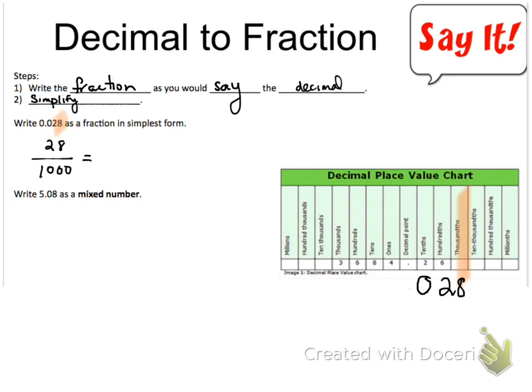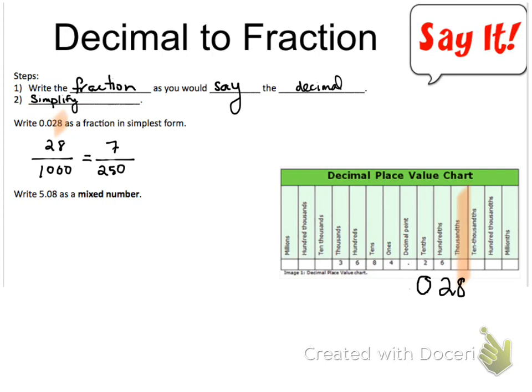When I see this, I instantly think divide by 2, but you could also think divide by 4, because 28 divided by 4 would give me 7. And then 1,000 divided by 4 would be 250. So you have 7 250ths. And that is in simplest form.